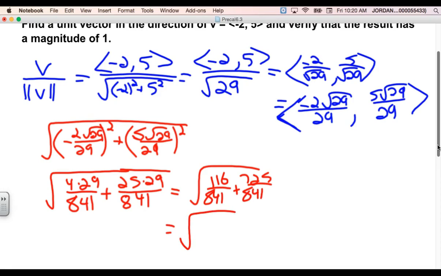When you add those, you can add the numerators, so 725 plus 116 gives you 841 over 841, which is, of course, 1, and the square root of 1 is 1. So we can see the magnitude of that vector is 1, and we just verified that, yes, we did find a unit vector, because a unit vector is always a vector that has a magnitude of 1.